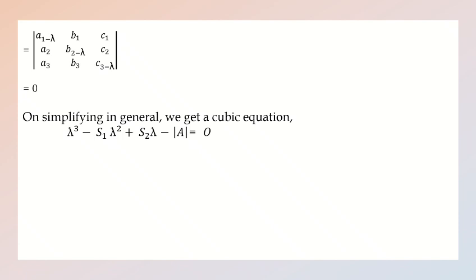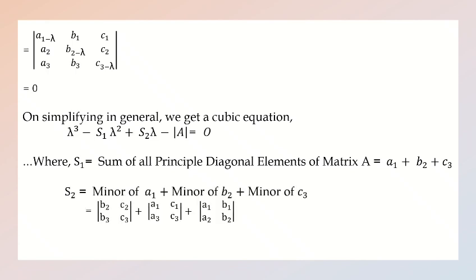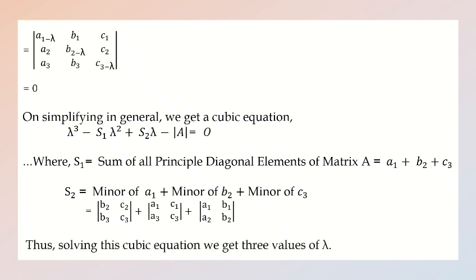We will see what are the terms S1 and S2 here. So S1 is the sum of all the principal diagonal elements of matrix A, that is a1 plus b2 plus c3. And S2 is the sum of minor of a1, minor of b2 and minor of c3. Here minor of a1 is b2, c2, b3 and c3. Minor of b2 is a1, c1, a3 and c3. And minor of c3 is a1, b1, a2 and b2. Thus, solving this cubic equation, we get 3 values of lambda.